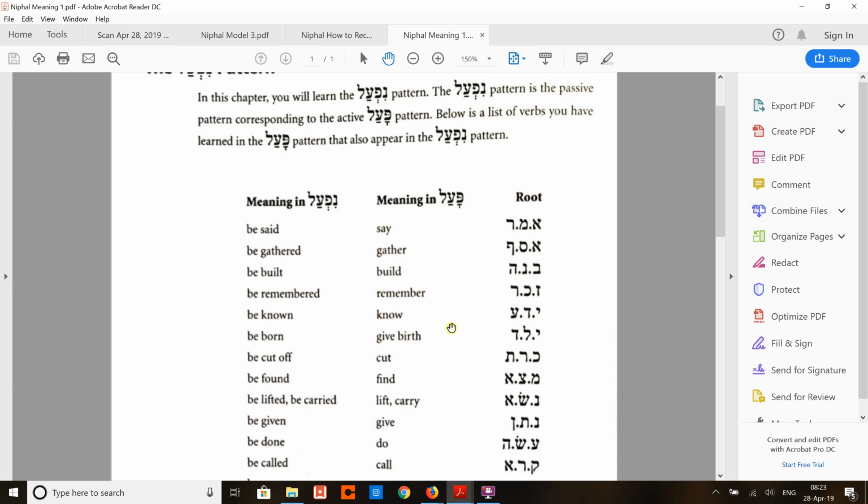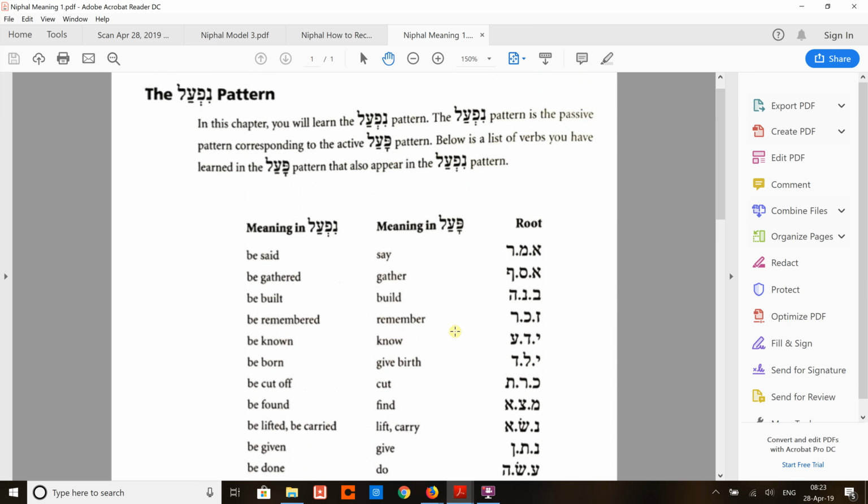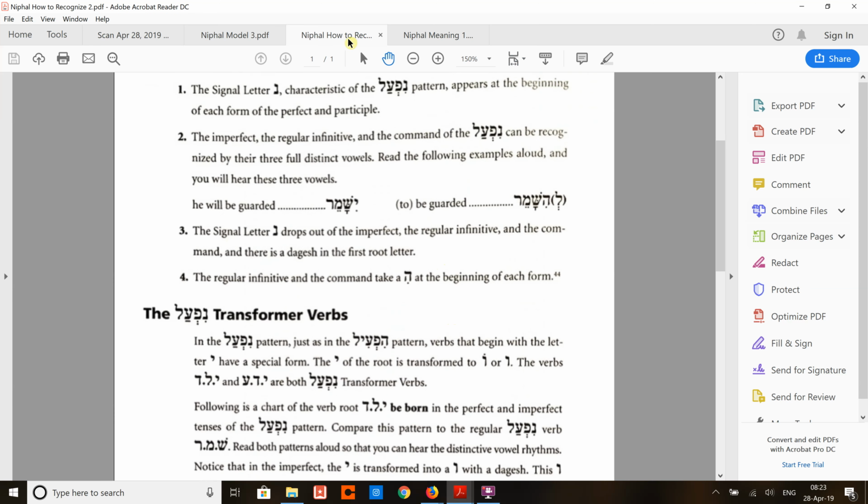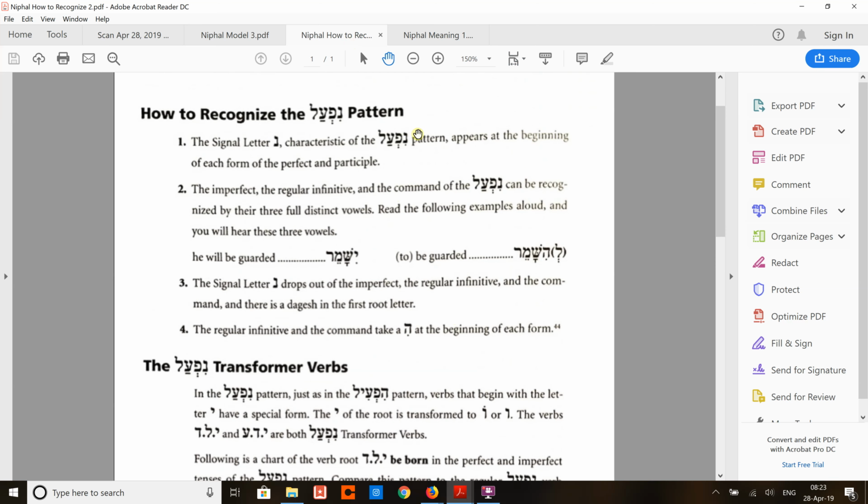Now, sometimes the nif'al can also have a reflexive sense. We're not going to get into that so much. For now, we'll just focus on the nif'al as passive. Now, how do we recognize it? We already went over this a little bit, but in the perfect, it is this noon letter. In the imperfect, it's this special configuration of vowels, the hireq, the dagesh, and the qamets. Okay, so now let's look at the model.